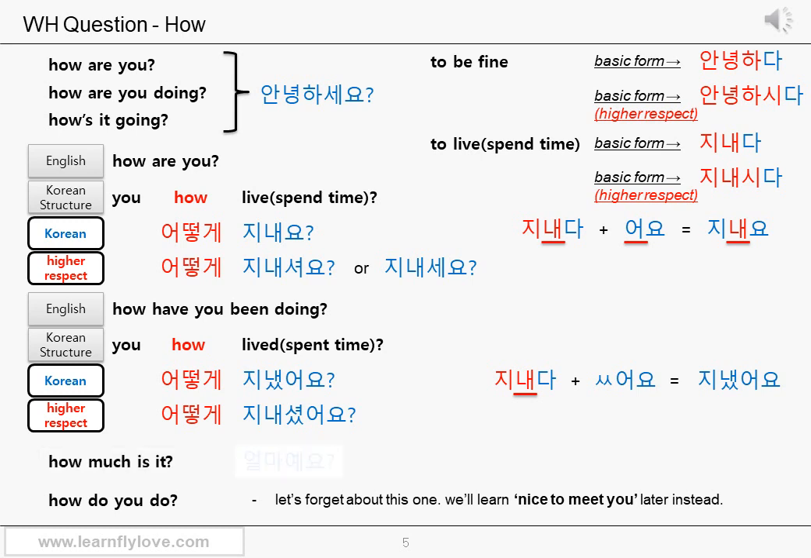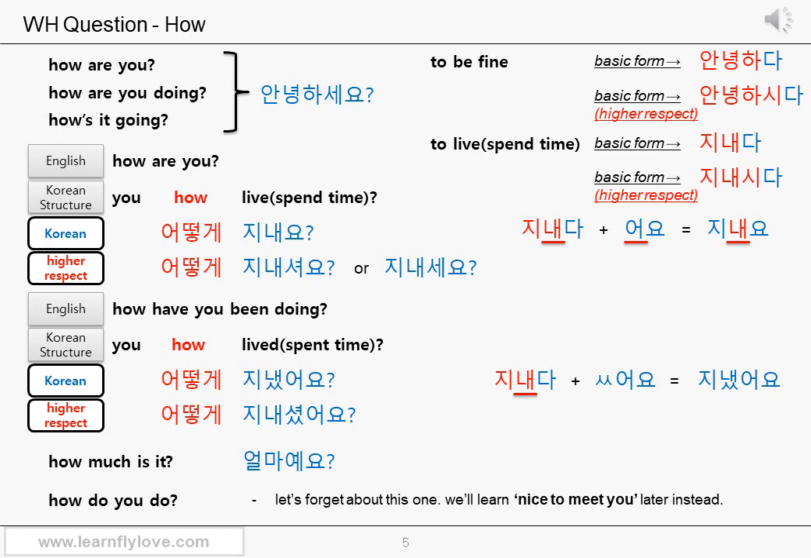How much is it? 얼마예요? You can see 얼마. What is 얼마? And you can also see 예요. We've seen this 예요 a lot of times. Yes, this is the same 예요 that we've been learning and using. We are not going to explain about this here. Well, there's nothing to explain actually. You can just remember the entire 얼마예요.